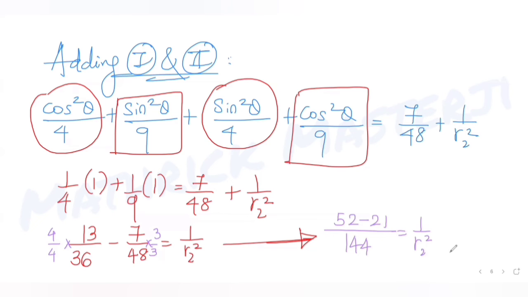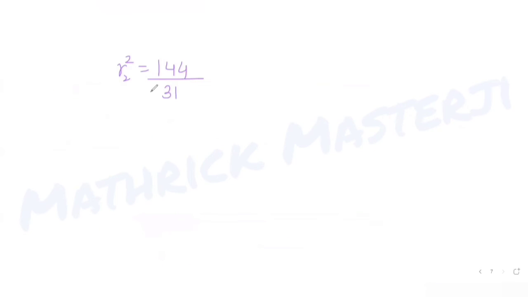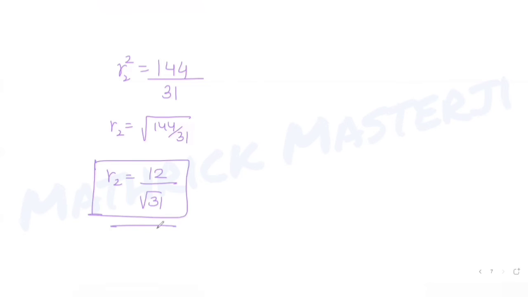So from this I further get r2 square = 144 divided by 52 minus 21, which is 30. 52 minus 20 is 32 and minus 1, so 30. So I get from here R2 is nothing but square root of 144 divided by 31. Square root of 144, if I try to figure out, it's nothing but 12 over root 30. So I get this value for R2.